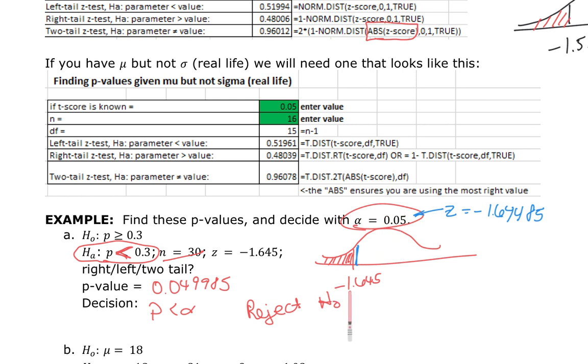So I could have done it by looking at the z-scores. As long as I understand and can read the z-scores, I can do it that way as well. So that's a connection between z-scores, the probability, and making the decision to reject or not to reject.